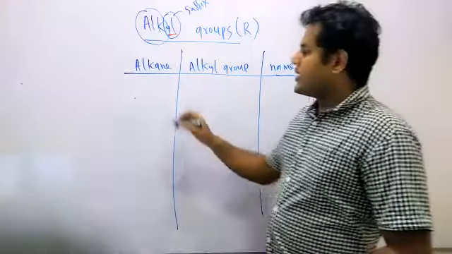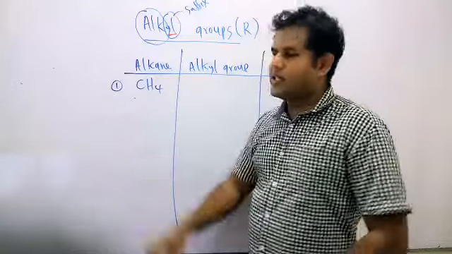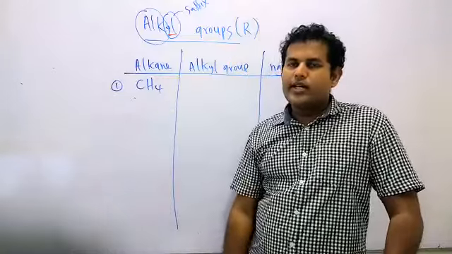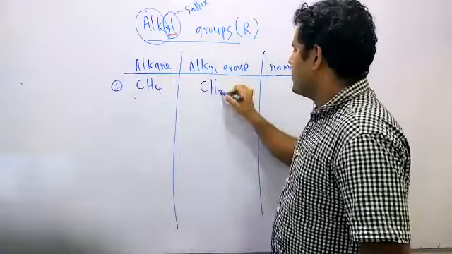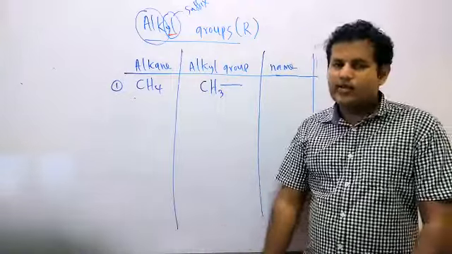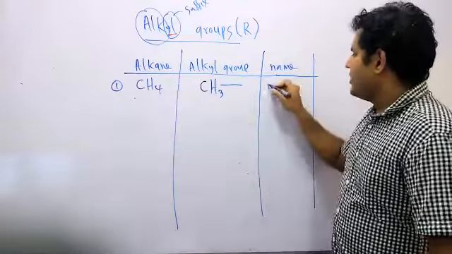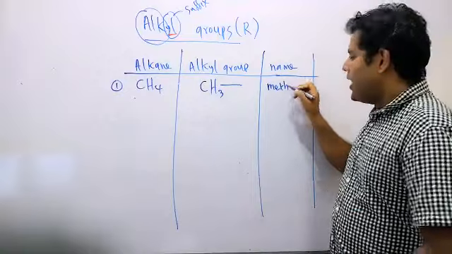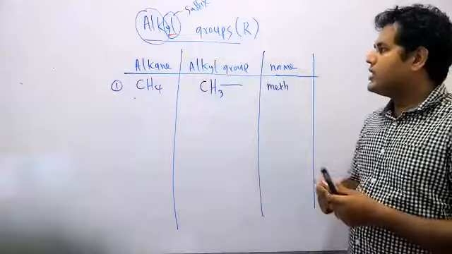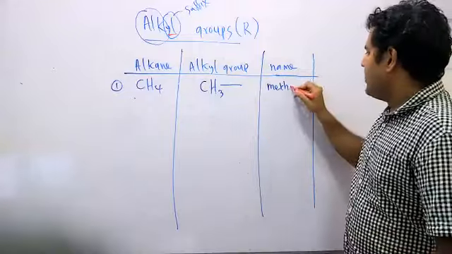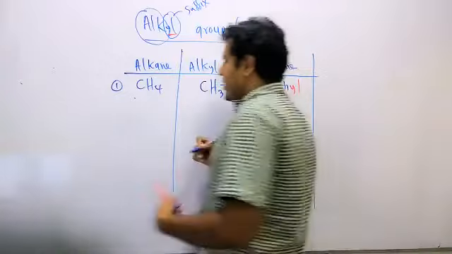Now see here. What is the first alkane? Methane, CH4. Now I'm writing structures, I'm not going to draw the geometry. From CH4, just remove one hydrogen. Then you'll get the alkyl group CH3 dash. The name of the alkane is methane, but when you remove the hydrogen, that 'ane' is not available, so you have to put the suffix 'yl'. So that is methyl. Let's get the next one.